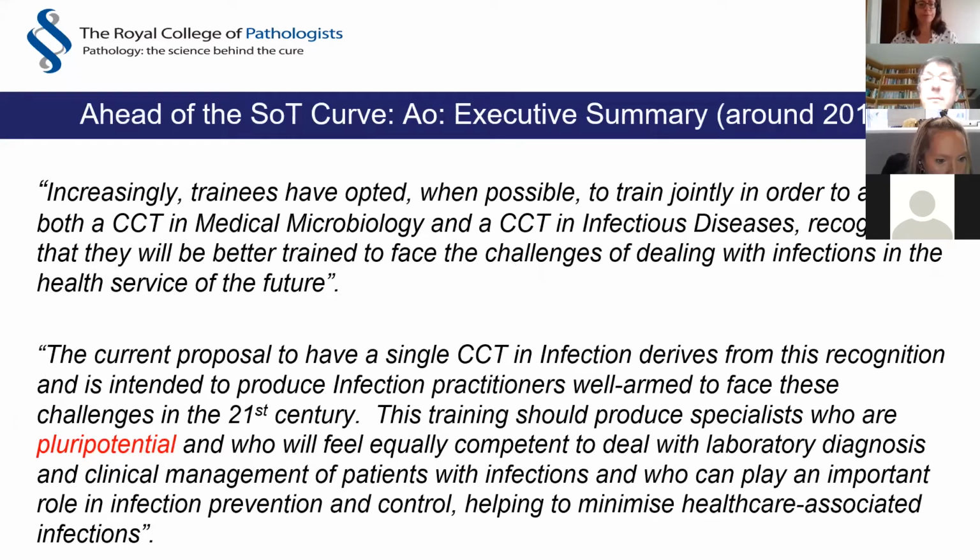Then along came the combined infection training. The background was, and Alistair was involved very much at this stage, I know, that the Academy of Royal Colleges recognised that lots of people were joining dually training in medical microbiology and infectious diseases, or medical virology and infectious diseases. So there was a proposal to have a single CCT in infection at that stage, to have pluripotential specialists who could do lab diagnosis and clinical management of patients with infections, and can also do infection prevention and control. So this was the intention of the Academy of Royal Colleges, and then there was a delivery group, and it ended up being what we now know as combined infection training. Not quite as this statement intends, but it's what we're now used to. Next slide, Laura.